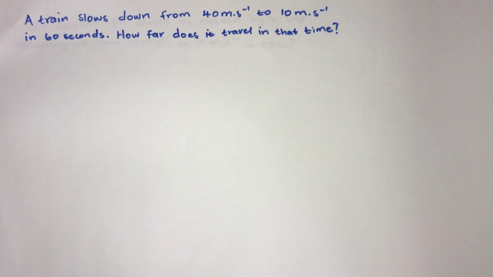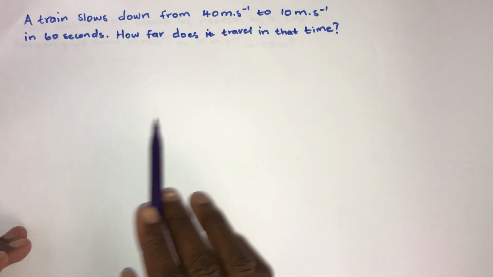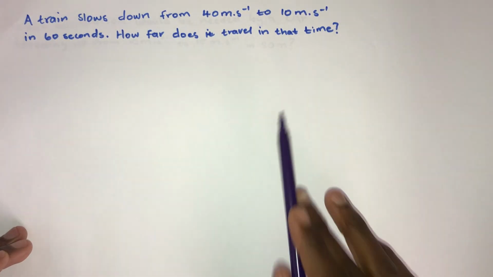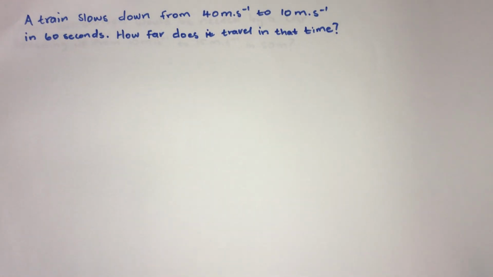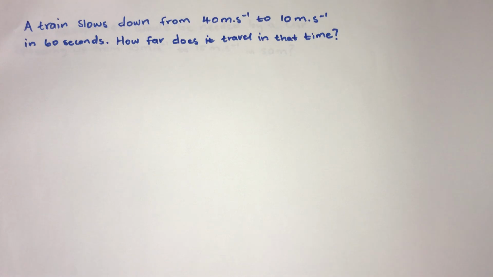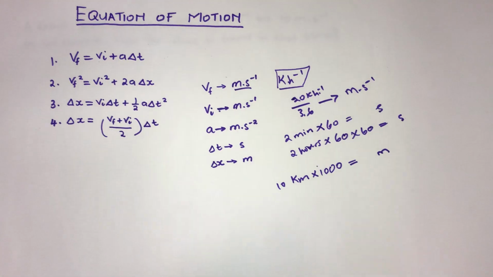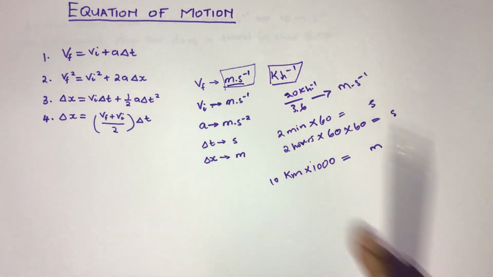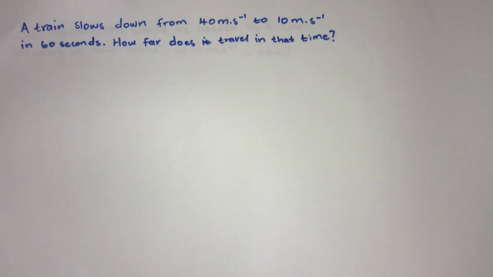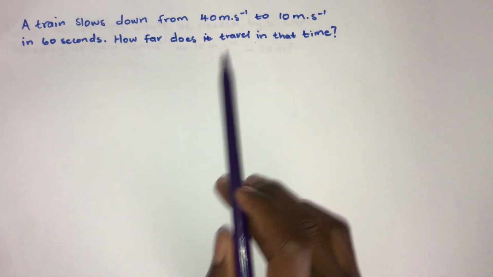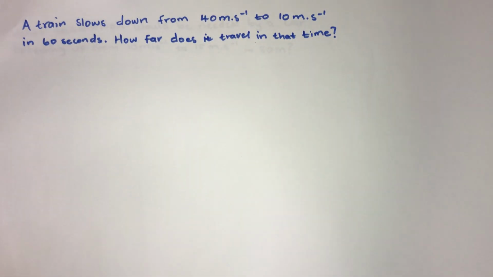A train slows down from 40 meters per second to 10 meters per second in 60 seconds. How far does it travel in that time? They said it slows down from 40 to 10. From is the initial, to is the final. Remember, we said velocity is in meters per second. They said the train slows down from 40 meters per second. That is the velocity, but from means that it's the initial velocity.